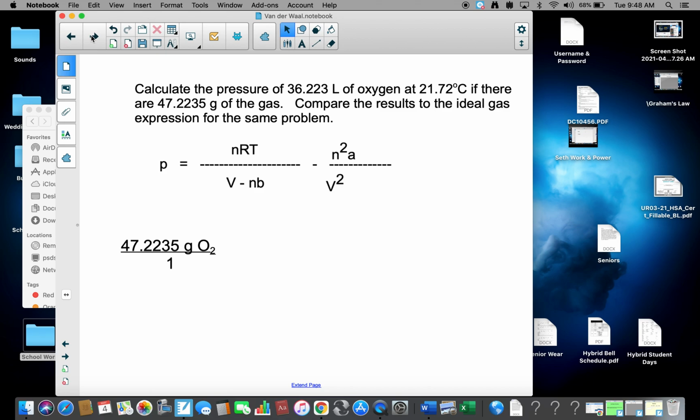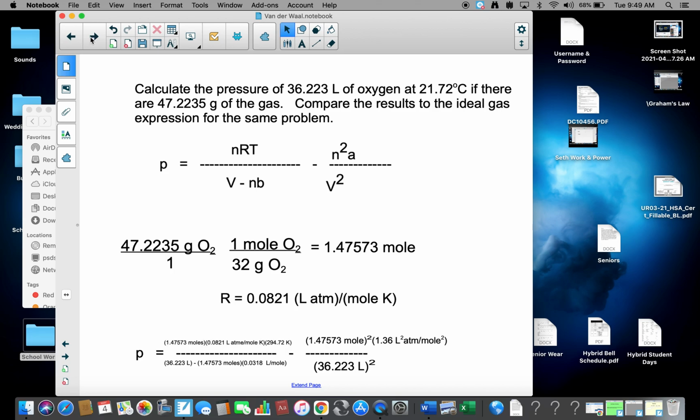Before we do that, though, we need to understand the moles of gas. We have 47.2235 grams of oxygen. One mole of oxygen is 32 grams of oxygen, which gives 1.47573 moles of oxygen. So put those values in. Oh, and for R, use 0.0821, because remember, all the constants we have are in atmospheres. So always use 0.0821.